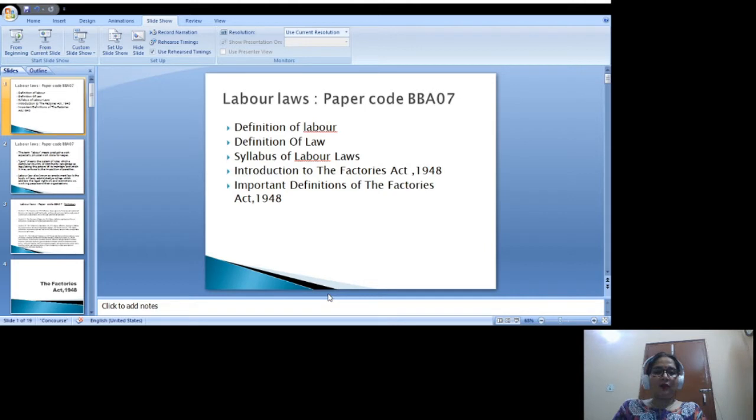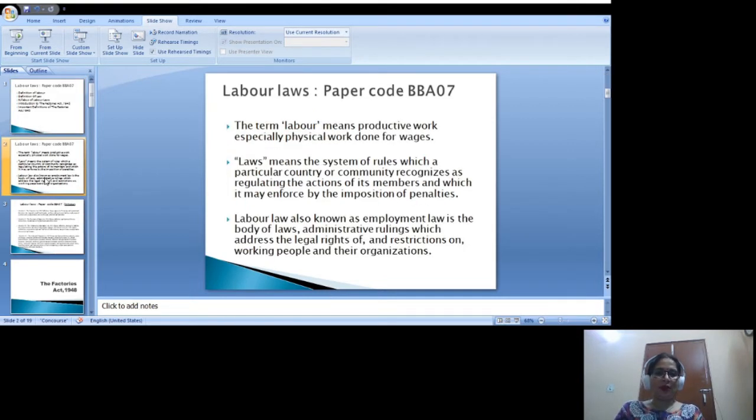Then we will start with module 1, that is the Factories Act 1948 and the various definitions which are covered in this Factories Act. So today we will do all these things in this presentation. First we will start with labor laws definitions.